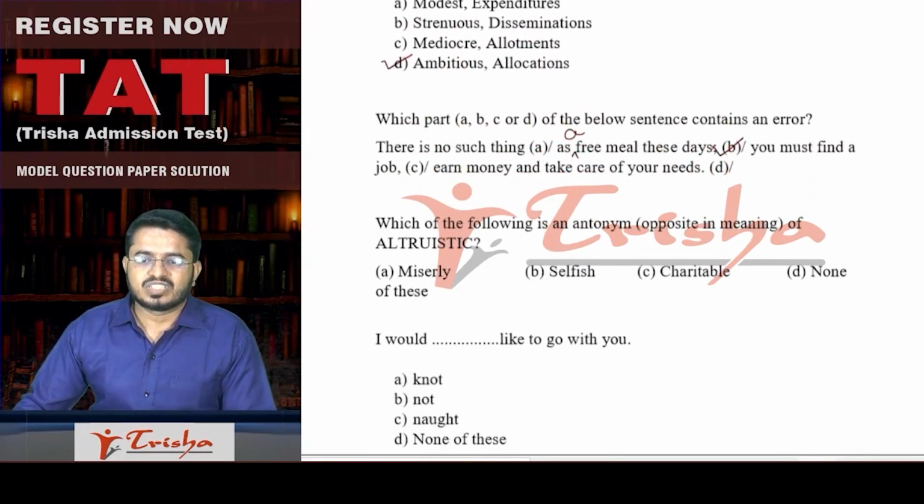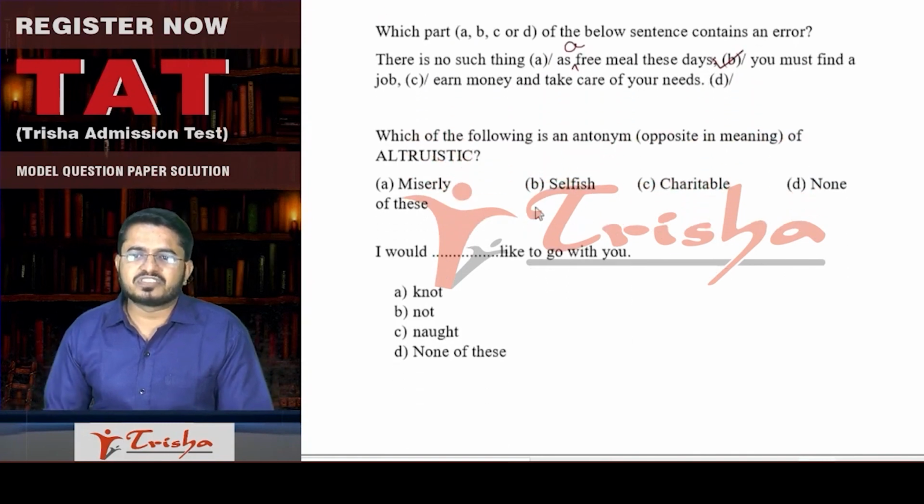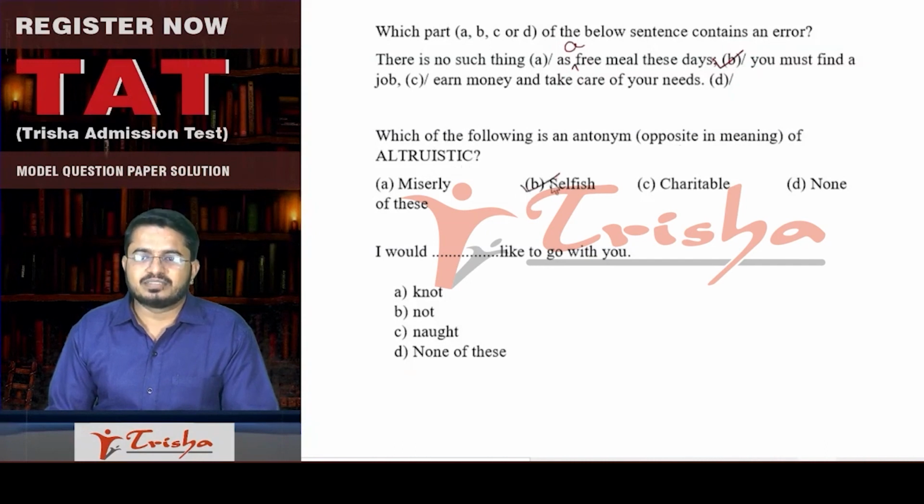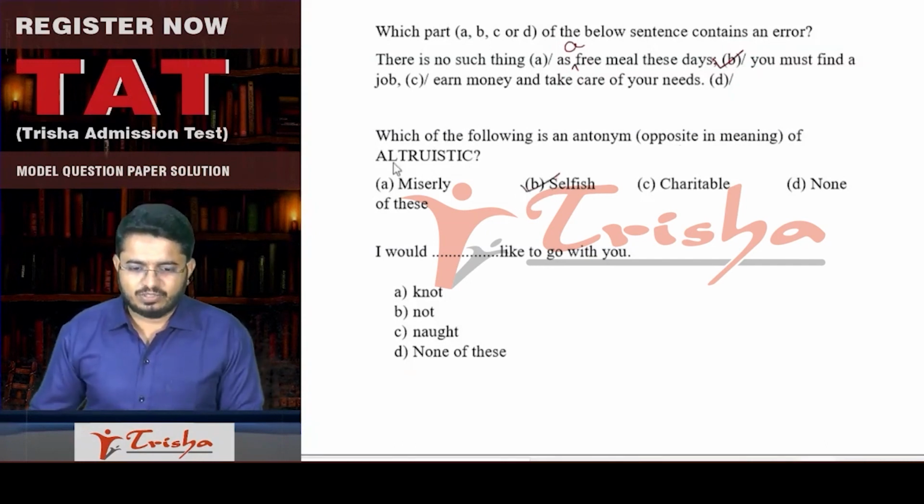Okay. Straightforward question. Which of the following is an antonym? They have directly given here: opposite in meaning to altruistic. The answer here is selfish. Okay. Let's go to the next question now.